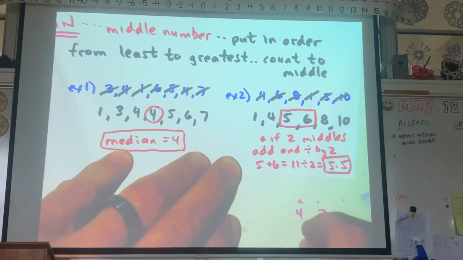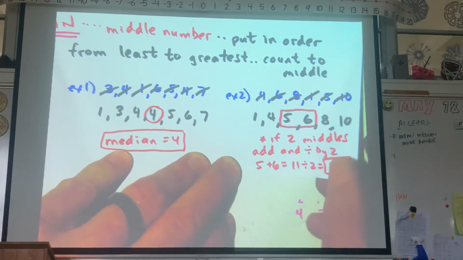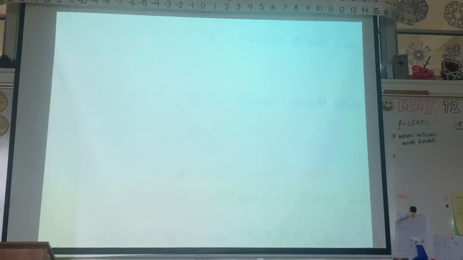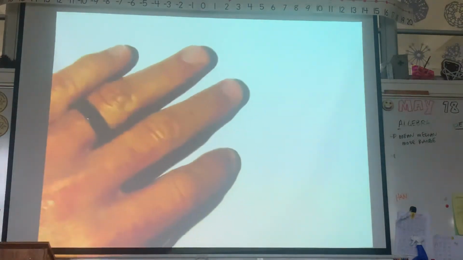Okay, I know that this is a review for some of you guys, but that doesn't mean that you remember every single thing about it. Okay, so we are moving on to the easy ones. The mode and the range.